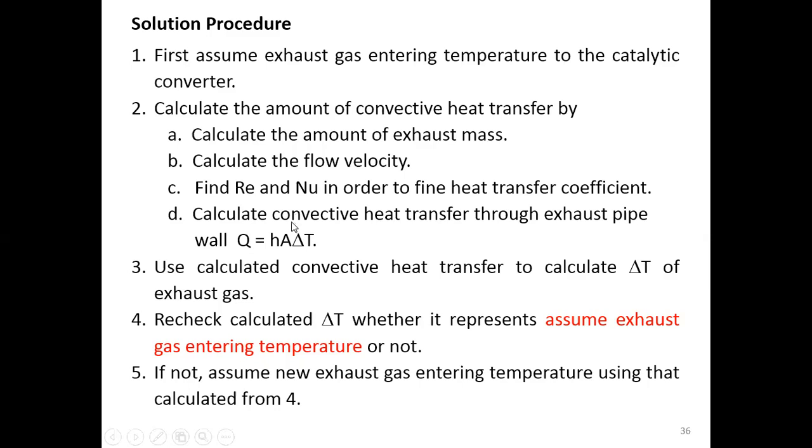And then with this calculated heat transfer, we use it to calculate the difference of the temperatures of the exhaust gas. And by the difference of the exhaust gas temperature that we receive from this equation, we can recheck the calculated delta T here, whether it gives us the assumed exhaust gas entering temperature or not. If not, then we have to repeat our calculation again by assuming new exhaust gas entering temperatures. Okay, so this is how we can solve the problem.